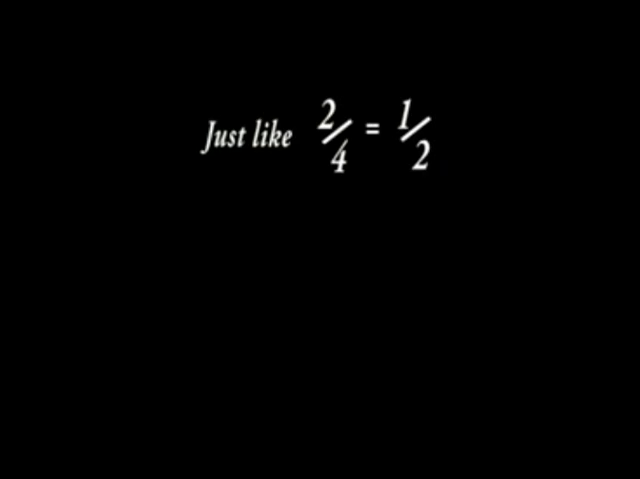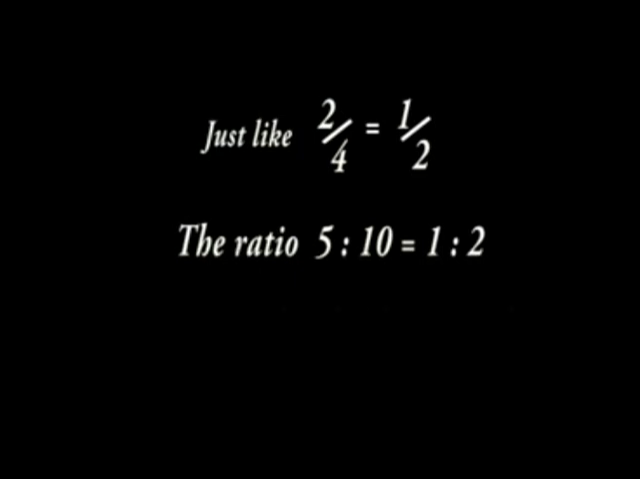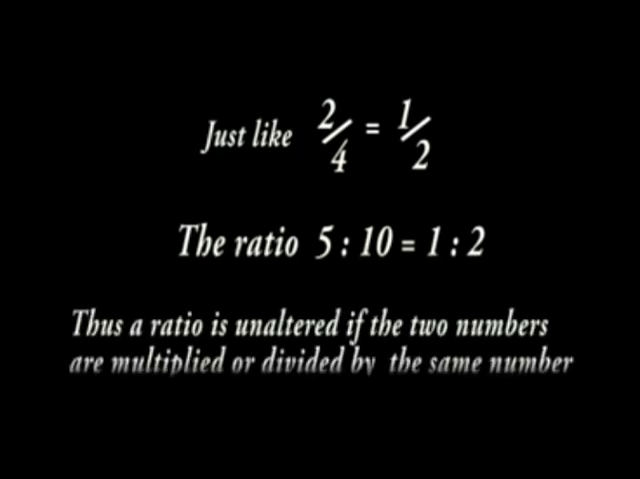Equality of ratios. Just like 2/4 is equal to 1/2, the ratio 5:10 is equal to 1:2. Thus, a ratio is unaltered if the two numbers are multiplied or divided by the same number.